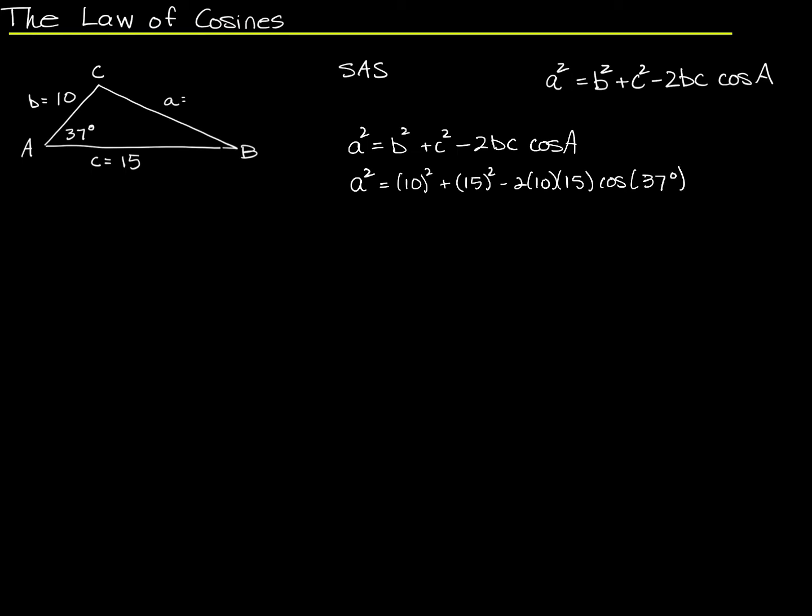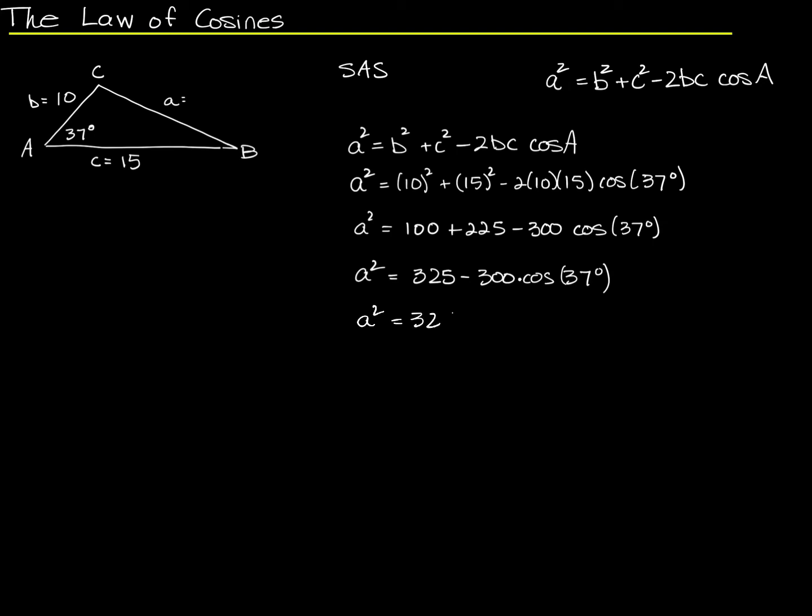The rest is calculator work. I mean, I can do some of this as mental math, but you don't really have to. Let's see, that's going to be 20 times 15, which is 300. I'm going to have to do this cosine of 37 on a calculator anyway. 100 plus 225 is 325 minus 300 cosine of 37. I will say this, it's very tempting to subtract these numbers here, but don't do it because the order of operations tells us we have to do this multiplication first.